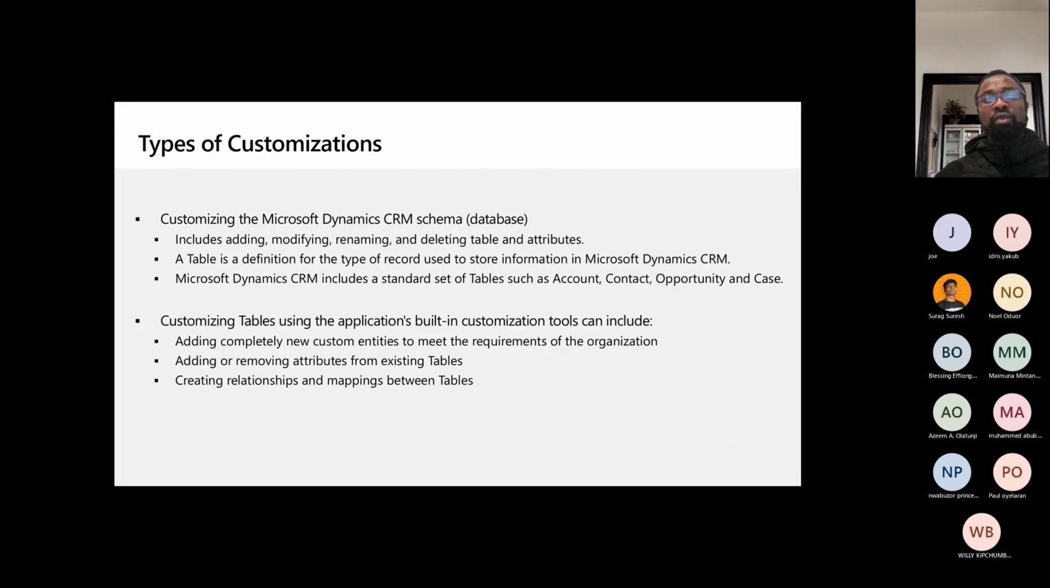So now we also look at types of customizations. We'll talk about the database itself, the Dataverse, and also look at the inbuilt customizations that include creating a new entire table to meet the organization's requirements, or adding some kind of attributes to existing tables. Also, in terms of creating relationships between tables themselves, how the tables relate together, and all of this. So these are types of customizations.